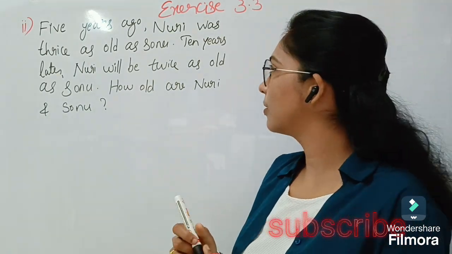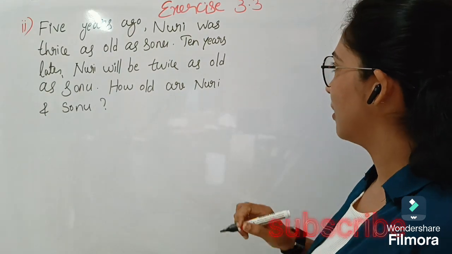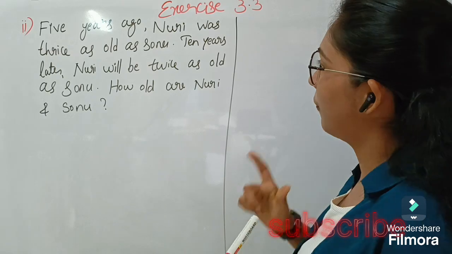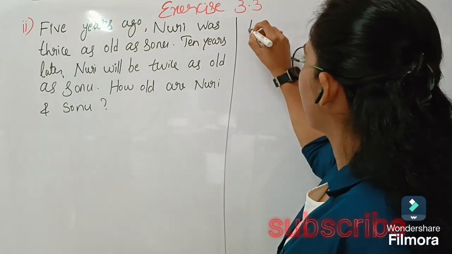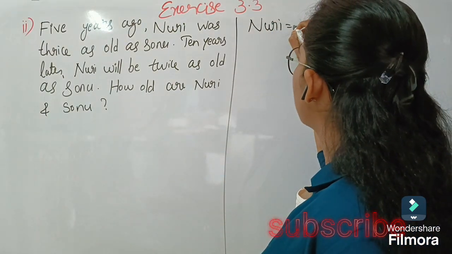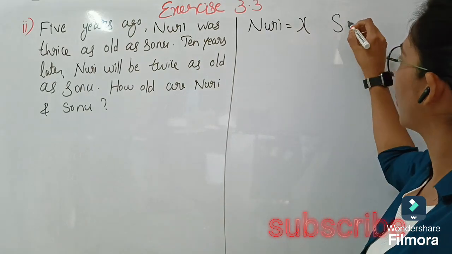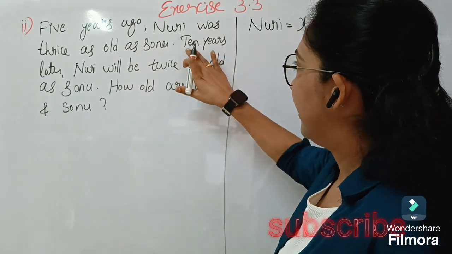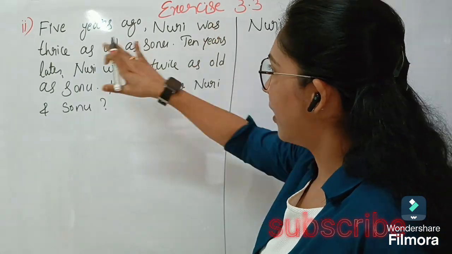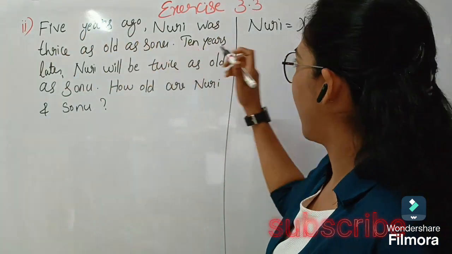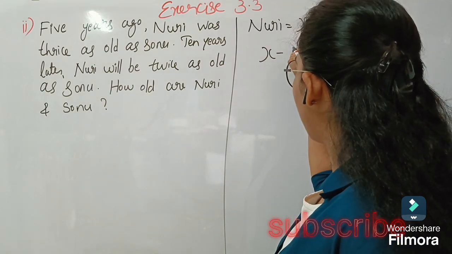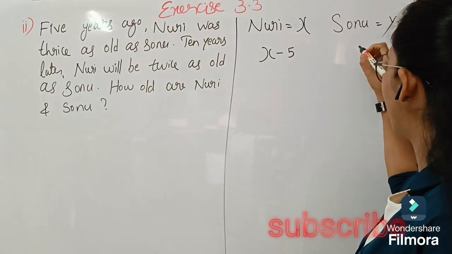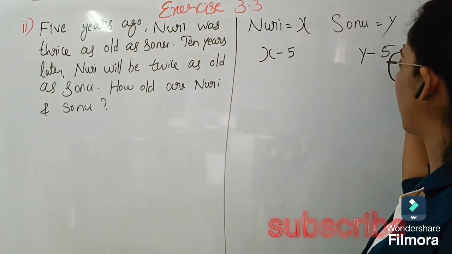So there are two friends, Noori and Sonu. Let the present ages of Noori and Sonu be written as X and Y. That is, Noori is X and Sonu is Y. Then the first sentence says 5 years ago. That means X minus 5. 5 years ago, Noori was X minus 5 and Sonu was Y minus 5.